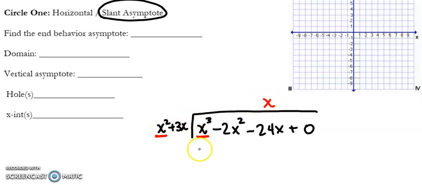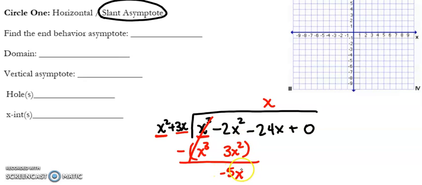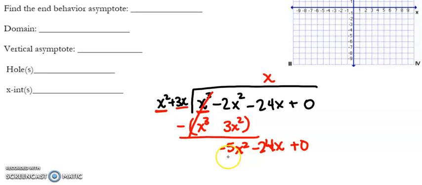And then we multiply. x times x squared gets us x to the third. x times 3x gets us 3x squared. And then we subtract. These will cancel. Negative 2 minus 3 is negative 5x squared. Bring it on down. Do it all again. Negative 5x squared divided by x squared is just going to be negative 5. Multiply. Negative 5 times x squared is negative 5x squared. Negative 5 times 3x is negative 15x.